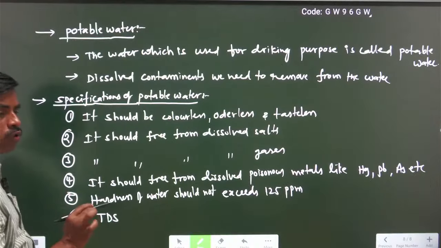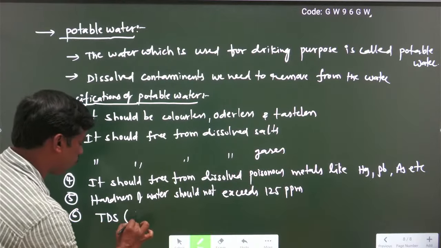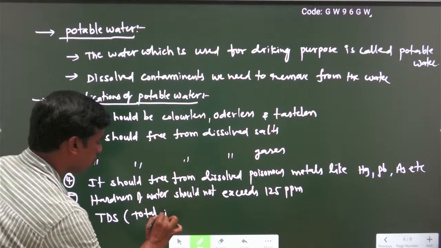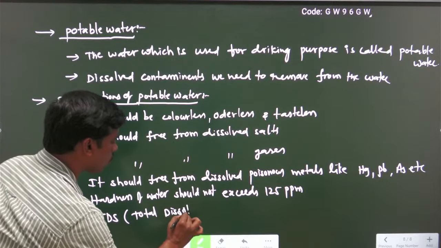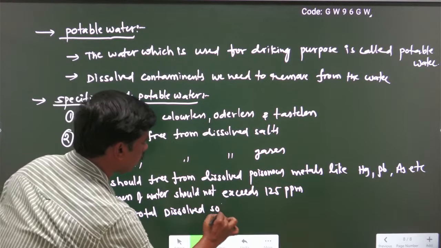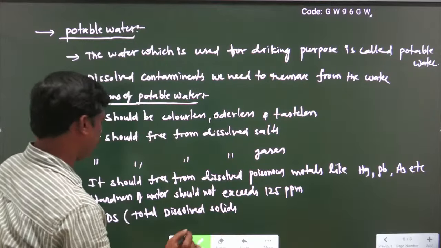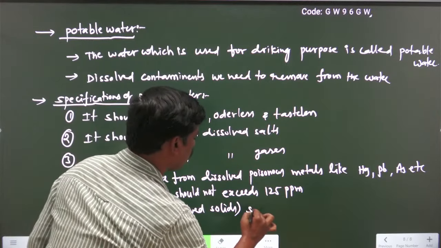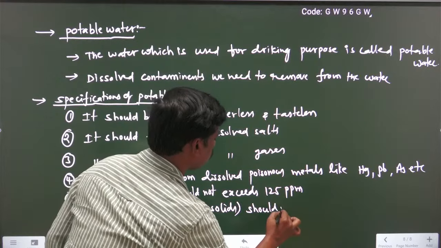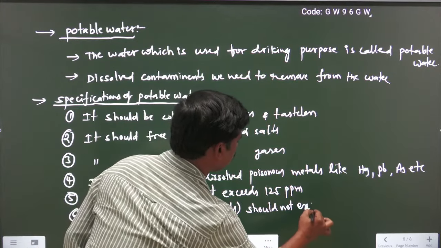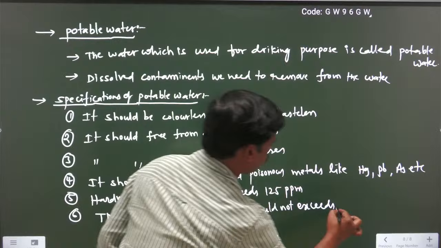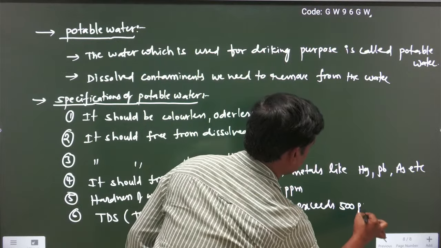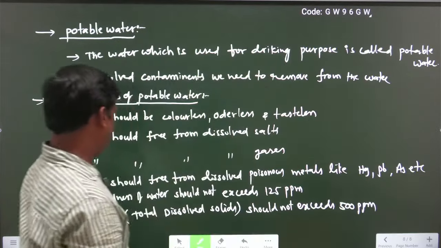TDS means what more? Total dissolved solids. Total dissolved solids should not exceed 500 ppm.